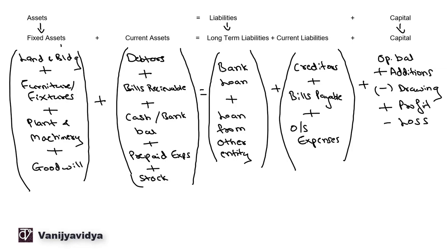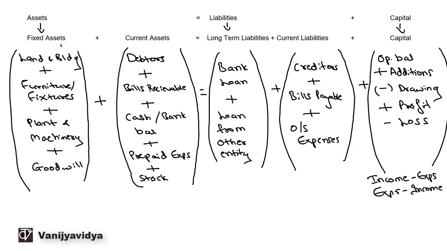This represents your capital. Now profit is nothing but your income minus expense. And when your expense is greater than income, it is expense minus income. It is loss. So instead of profit minus loss, we can also record it as income minus expense.